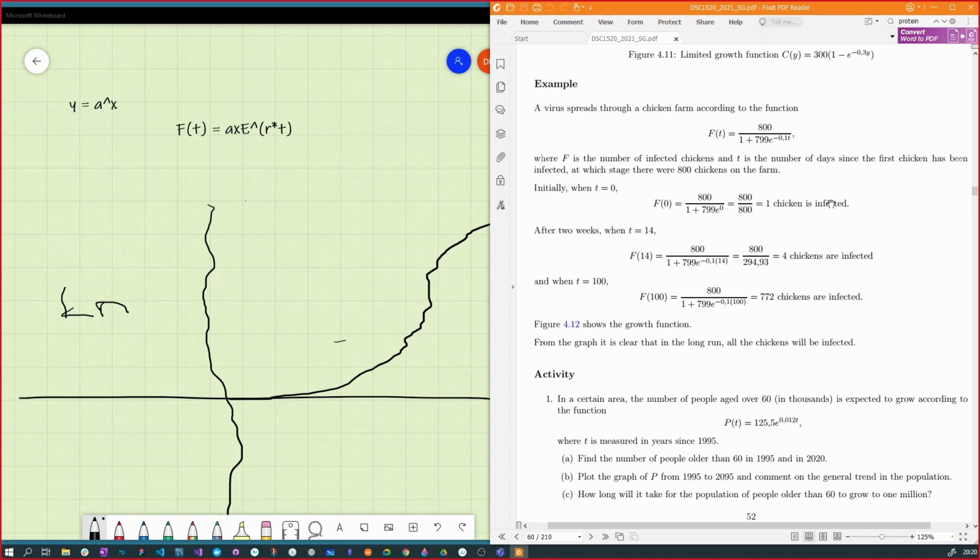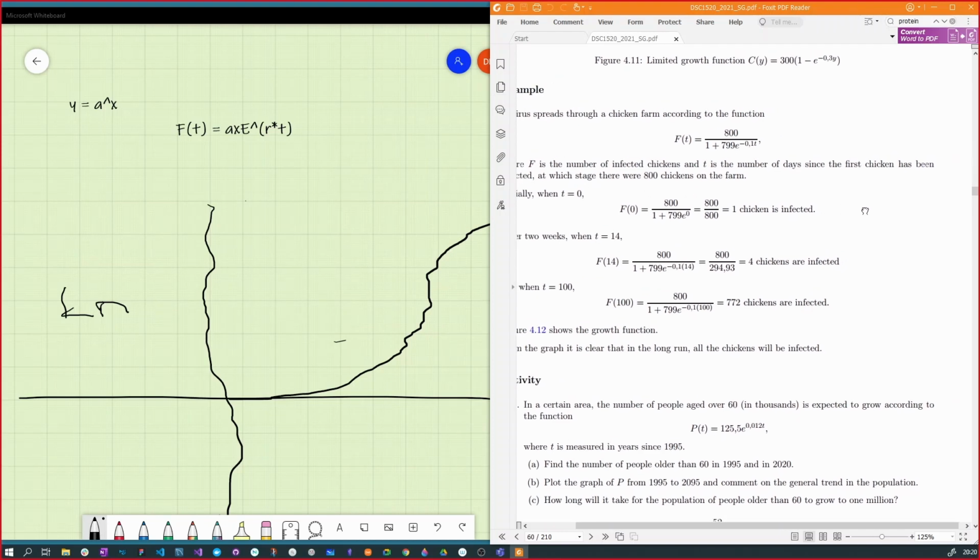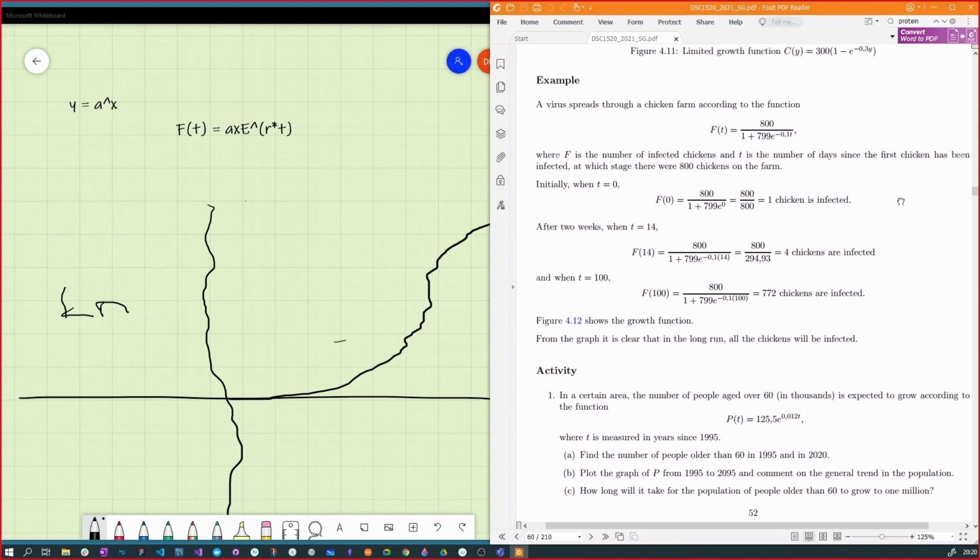So it says here where F is the number of infected chickens and T is the number of days since the first chicken had been infected, at which stage there were 800 chickens on the farm. Yeah. Oh, so this 800 is the number of whatever we're measuring at the beginning. Yeah. Okay, so this A that's on top here is the number of things. And then we have T over here.